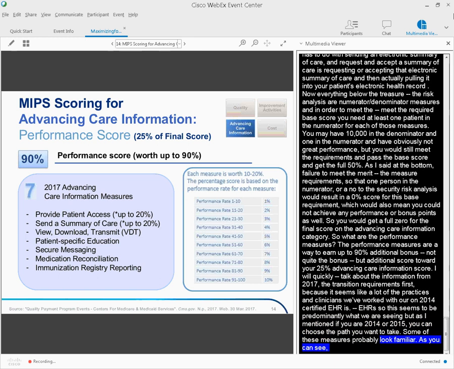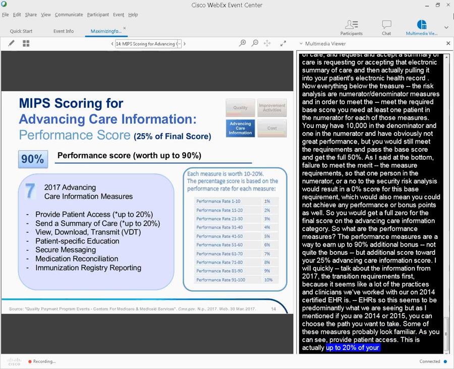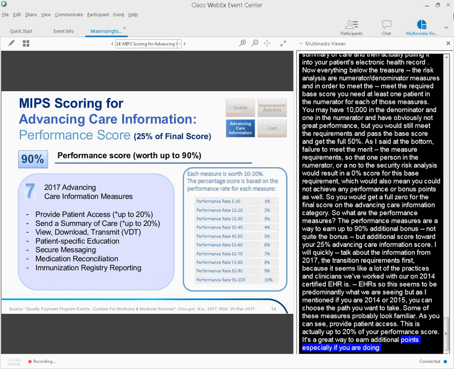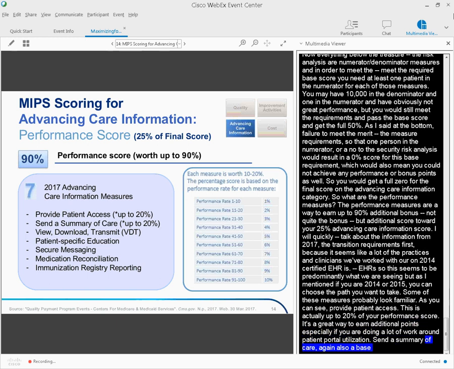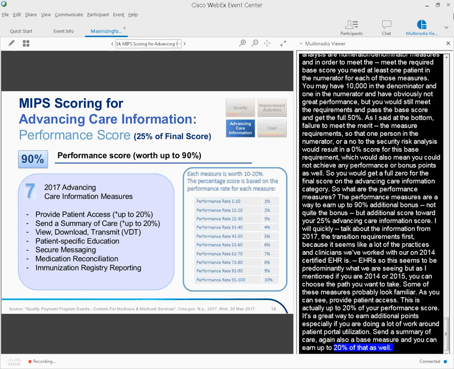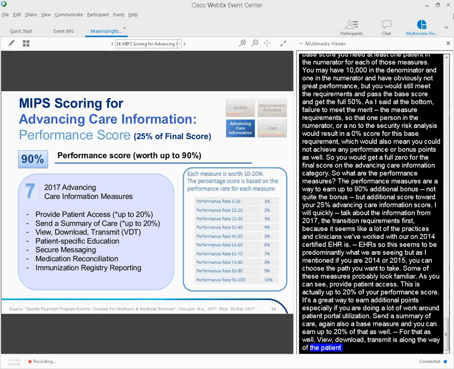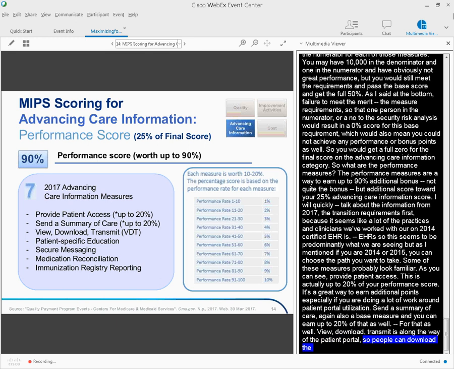Send a summary of care. Again, that's also a base measure. You can earn up to 20% for that as well. View, download, transmit is along the lines of the patient portal. So a patient needs to log in, view, download, or transmit their electronic health record. Patient-specific education. Again, that's utilizing your EHR to identify patient-specific education materials and provide them to the patient either through your portal or printing them out in the office.